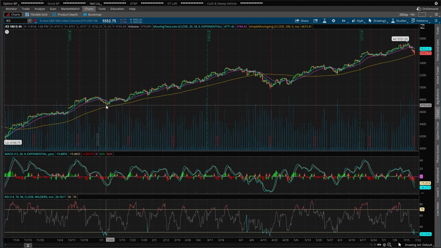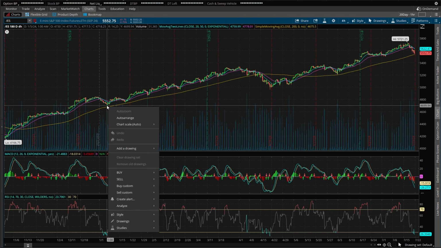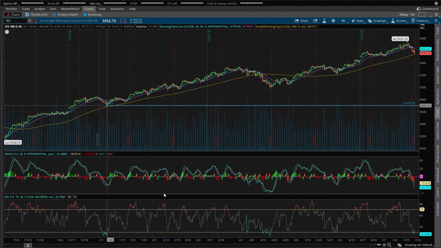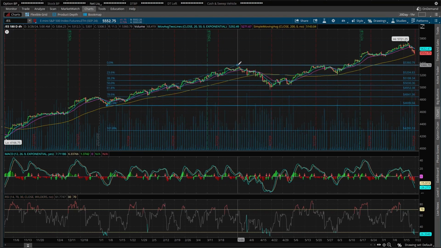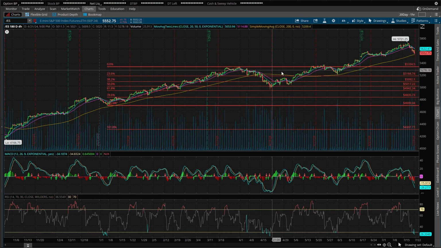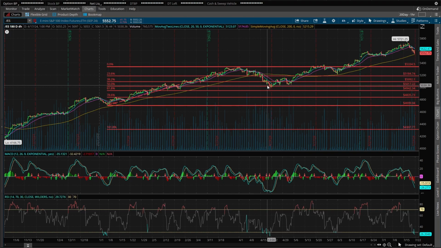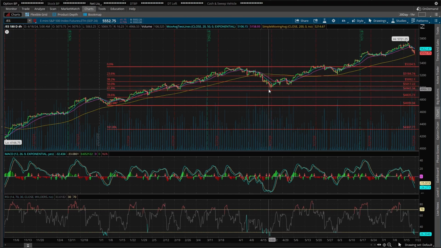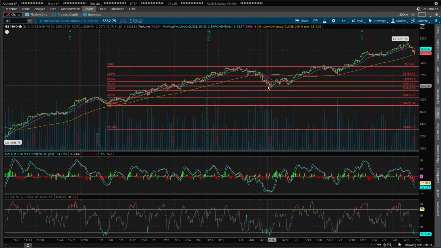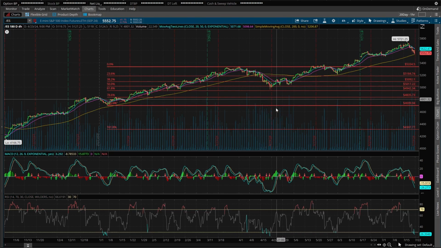I'm just going to find this low right here. We'll right click and add drawing. We're going to choose the Fibonacci retracement, click that, and then choose the high, which is going to be right about here. We can see we came down to roughly the 50% level and just barely touched the 61% area. So we had a retracement of roughly 50% on this last trend.